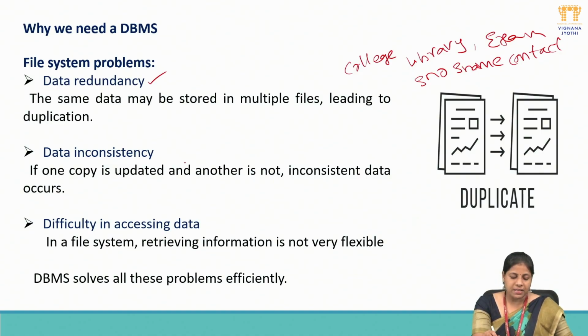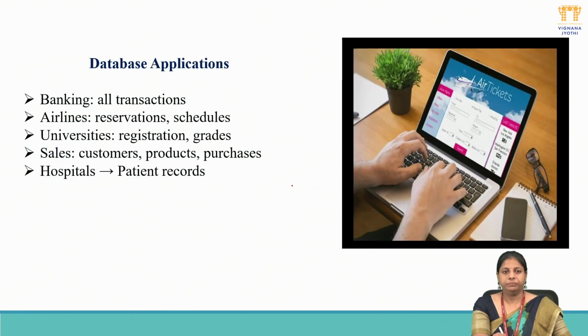Coming to data inconsistency. In data inconsistency, one copy is updated and another is not, so inconsistent data will occur. For suppose, contact information will be updated in library but not in the examination branch. So, here there might be a chance of inconsistent data. Next one, difficulty in accessing data. In a file system, retrieving information is not very flexible. DBMS solves all these problems efficiently.